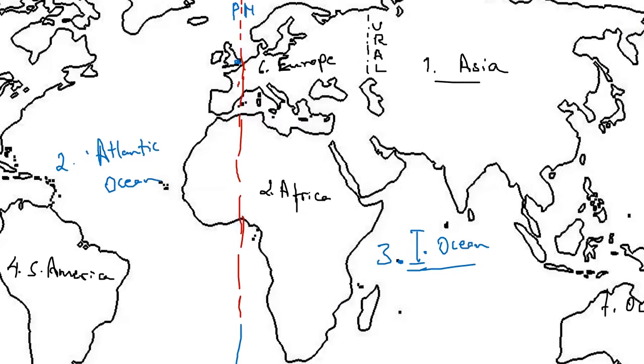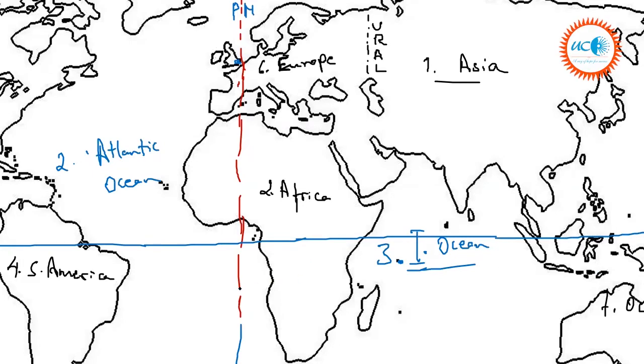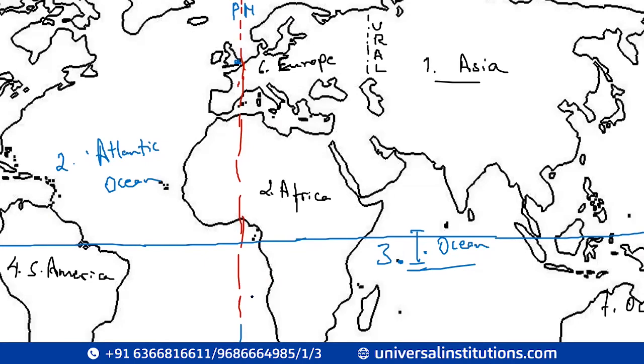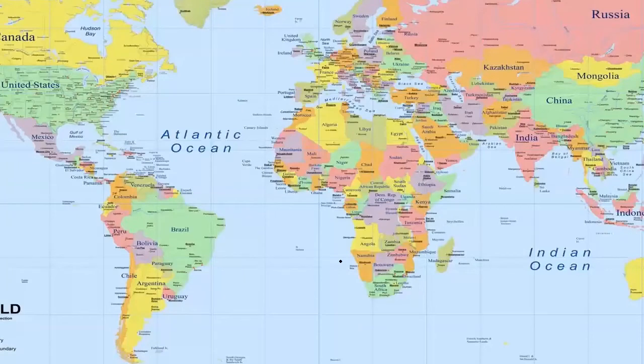Now, draw equator, please. Equator. 0 degree latitude or 0 degree parallel. 0 degree parallel is equator. 0 degree longitude or 0 degree meridian is prime meridian. Done? Okay, you can check your atlas. You can refer to this map.